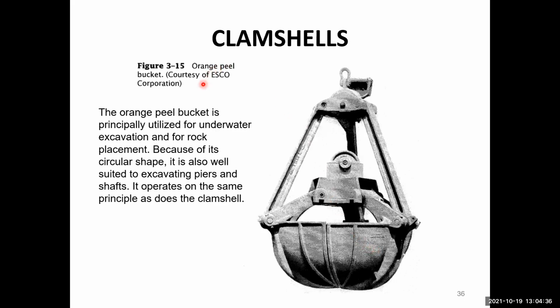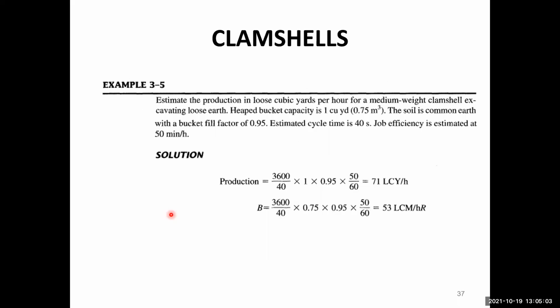Okay, and this is another type of clamshell. This is called the orange peel bucket, so its shape is like an orange peel. This orange peel bucket is principally utilized for underwater excavation and for rock placement. Because of its circular shape, it is also well suited to excavating piers and shafts. It operates on the same principle as the clamshells.